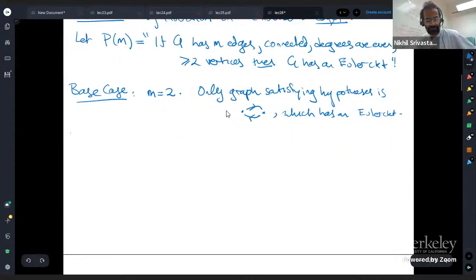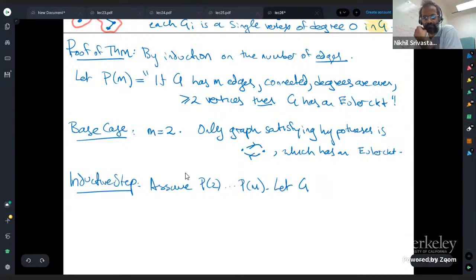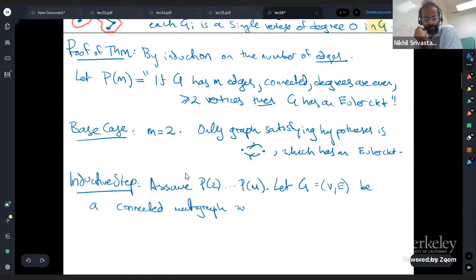Okay, let's do the inductive step. Here it'll be convenient to do strong induction. So let's assume all of these statements, P(2) up through P(m). And now we want to show P(m+1). So let G = (V, E) be a connected multigraph with even degrees, at least 2 vertices, and exactly m+1 edges.